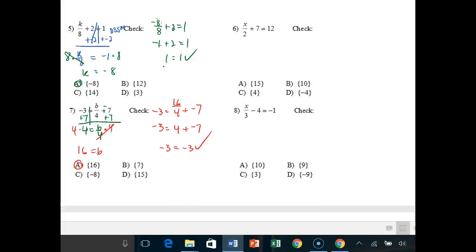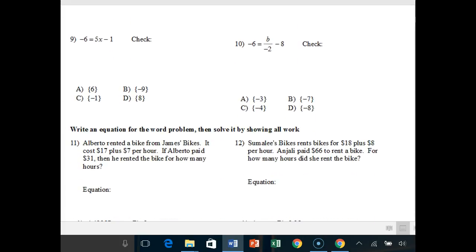I know it's somewhat annoying to write out extra steps and all that, but if you can understand why your answer is actually a solution to the equation, then you will never get these wrong. I only ask you to check on the front. So on the back side where I've written check, we can go ahead and eliminate that.